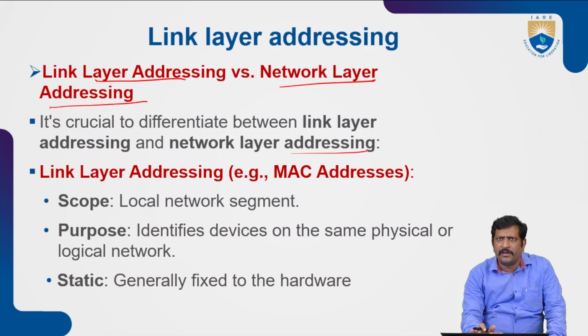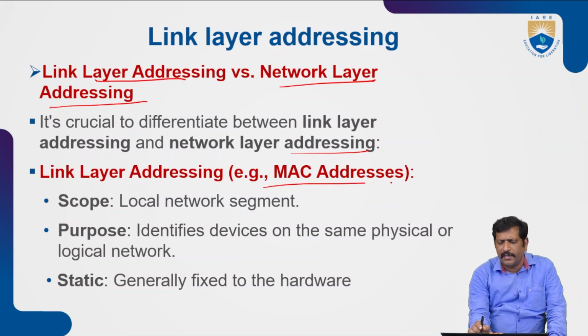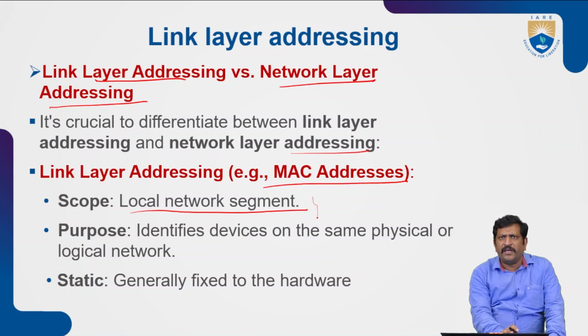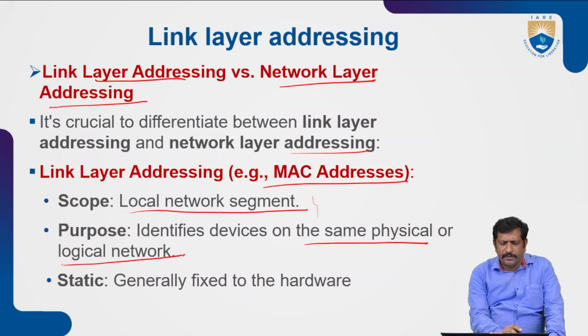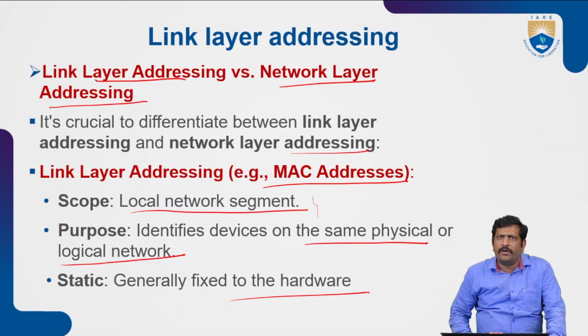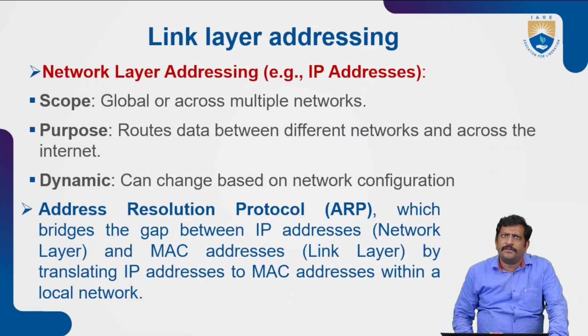Link layer addressing, for example MAC addressing. Its scope is the local area network segment. The purpose is to identify devices on the same physical or logical network. It is generally fixed to the hardware devices over the local area network.